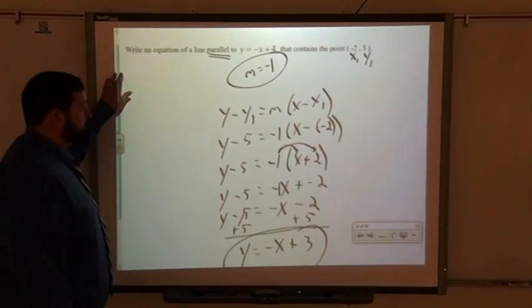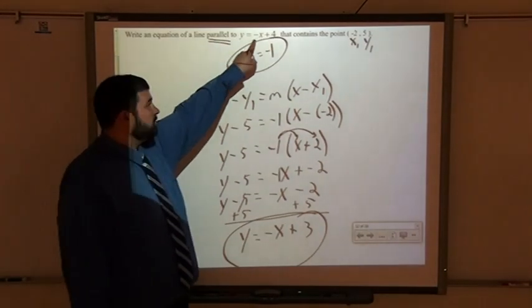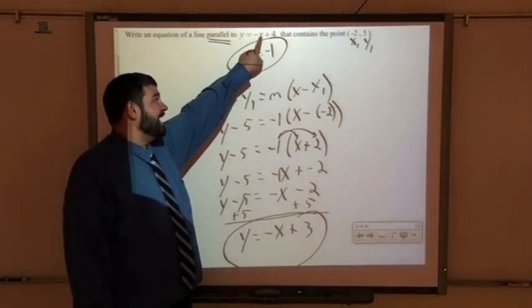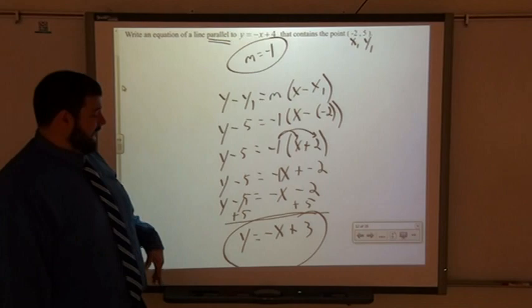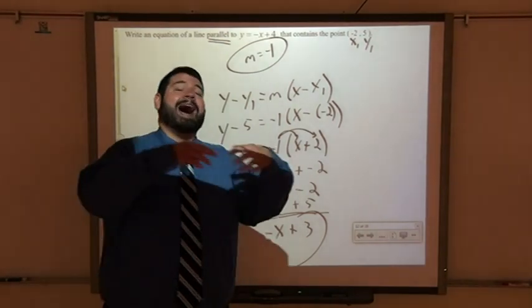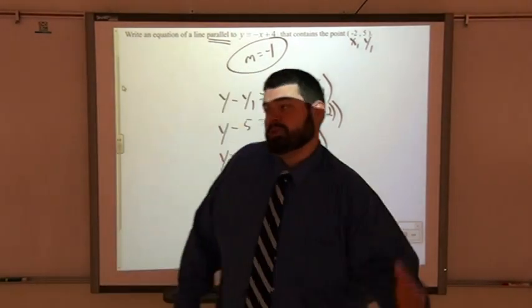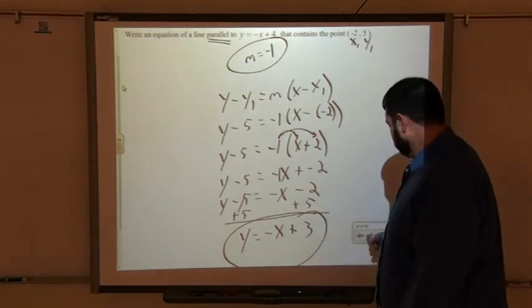Now the big thing that you need to be on the lookout for are the slopes. The slope of this one is -1. The slope of this one is -1. And because they have different y-intercepts, I know that they are parallel. So that's what you need to be on the lookout for.